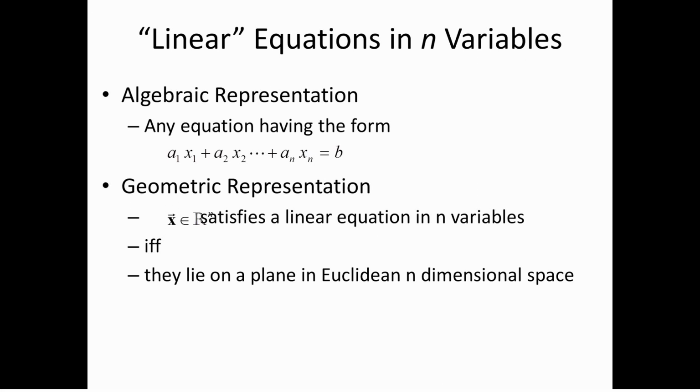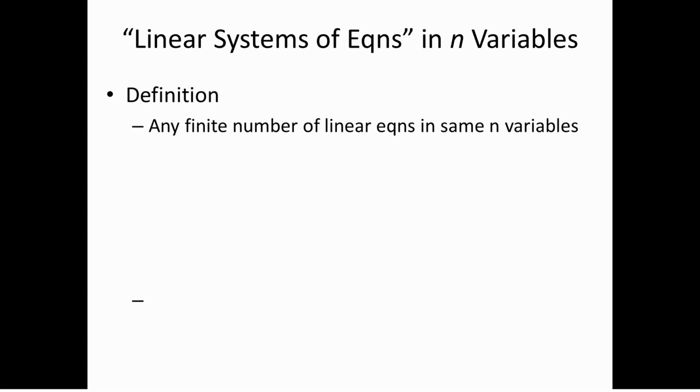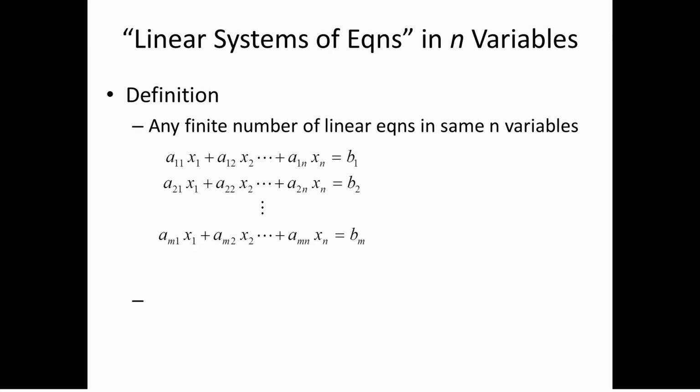Now if we want to talk about more than one linear equation, because usually just knowing that these points lie in a plane doesn't really tell us a great deal. We're usually interested in satisfying a bunch of linear equations at the same time, all in the same variables. So we say that we have a linear system of equations in n variables if we have any finite number of linear equations all in the same n variables. So they look like this. So this is a case where I have m linear equations in the n unknowns.